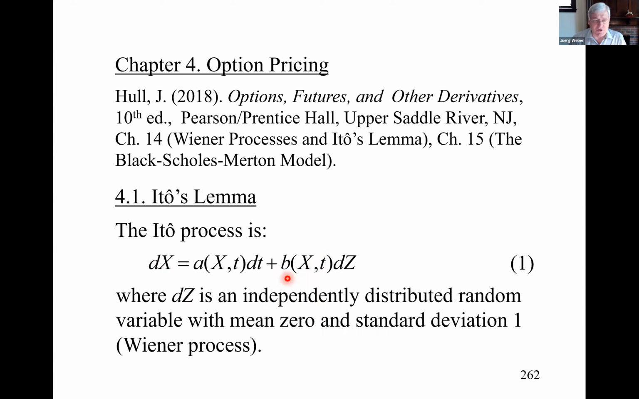So the change in the variable x, or maybe an asset price x, has the deterministic part. We have this drift A, and we have this stochastic part, which comes from random draws from a Wiener process. And we multiply here by b. That's a scaling factor for standard deviation.